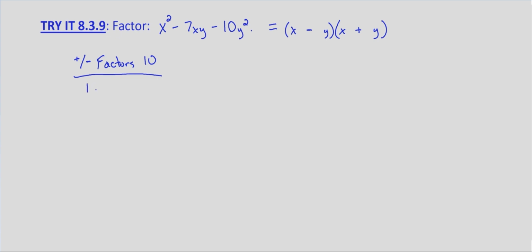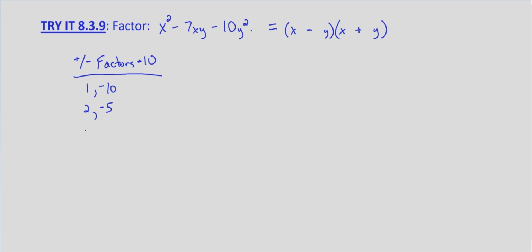So 1 times negative 10. And I guess we could say this is the plus or minus factors of negative 10, because we want them to multiply to be negative 10. So 1 and negative 10. And I'm going to do this a little bit different. I'm going to go up in positive numbers, then I'm going to do the negative numbers separately. So we have 2 and negative 5. 3 won't work. 4 won't work. 5, we're already back.